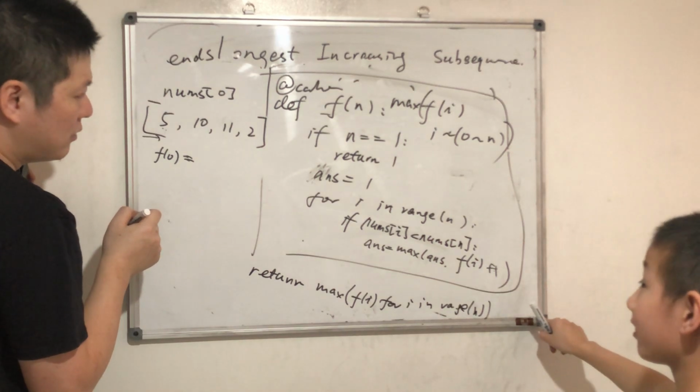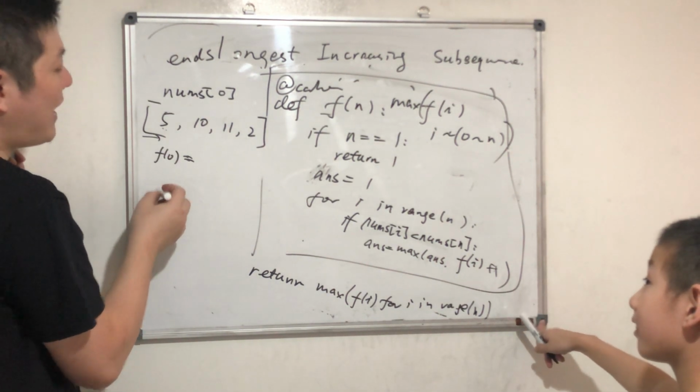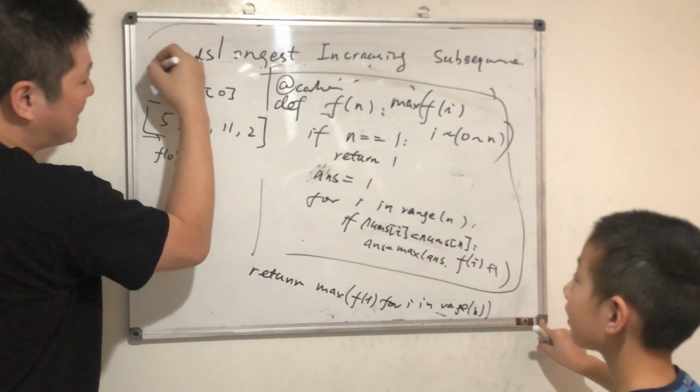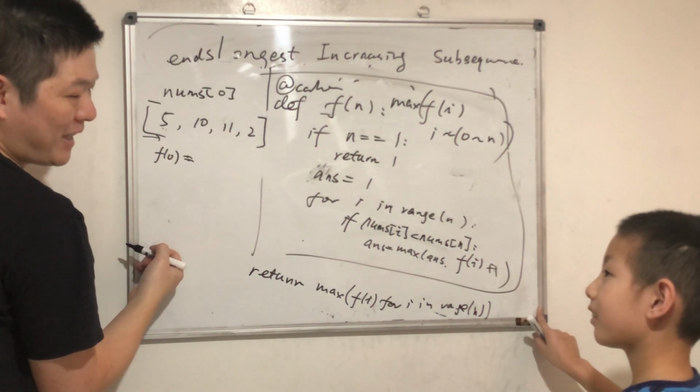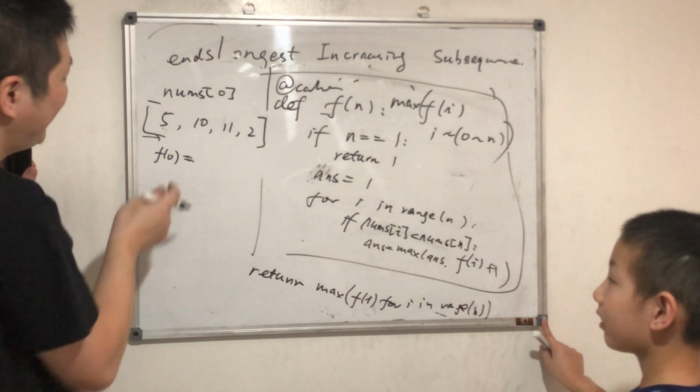2, 5. Why don't you understand? 5, 10. The ends, you don't care about the rest. I mean, say the longest subsequence that ends in number 5. How many? 4. Why is it 4? Come on. You still don't understand.